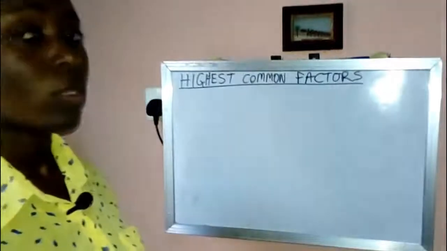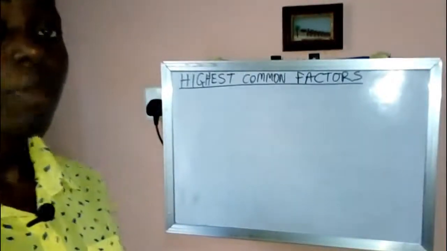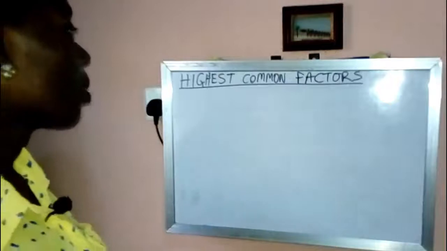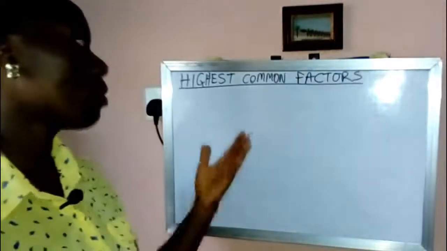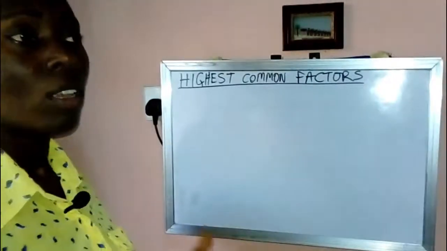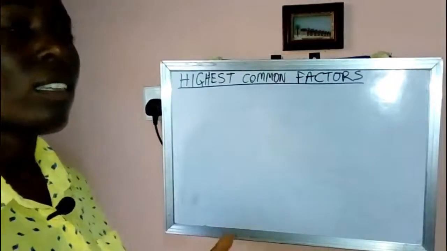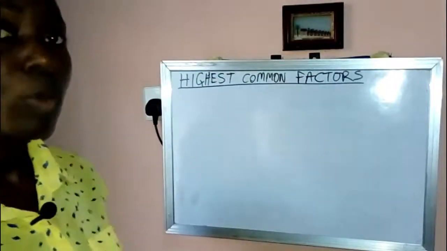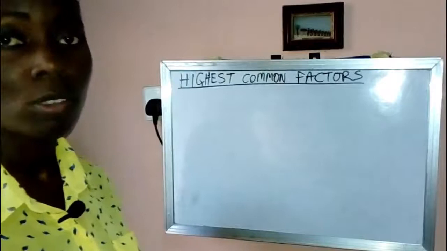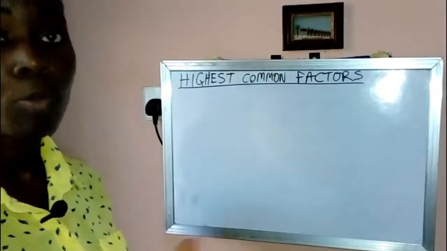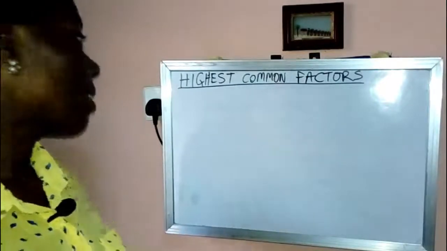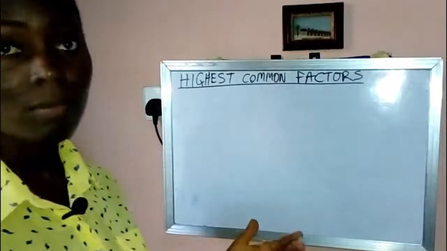In our last class, we saw prime factors. So we'll also be looking at highest common factors. When you talk about common, it's simply something that two numbers have or two people have, something that is seen in more than one place. And when you talk of highest, it's the biggest or largest.